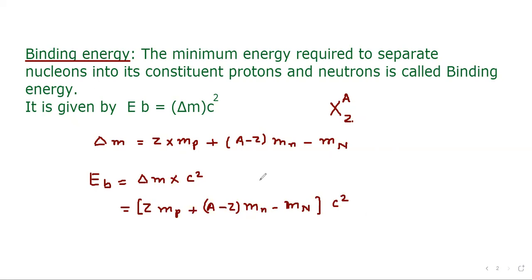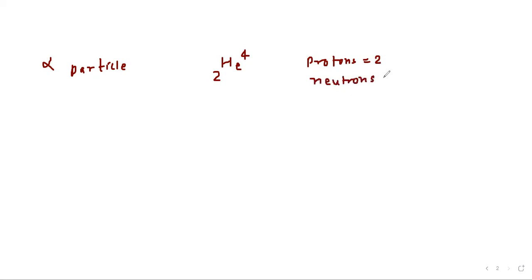Let's understand it by an example. Suppose we are given a nucleus. Suppose we consider an alpha particle. An alpha particle is 2He4. So here protons are 2, and neutrons are also 2.